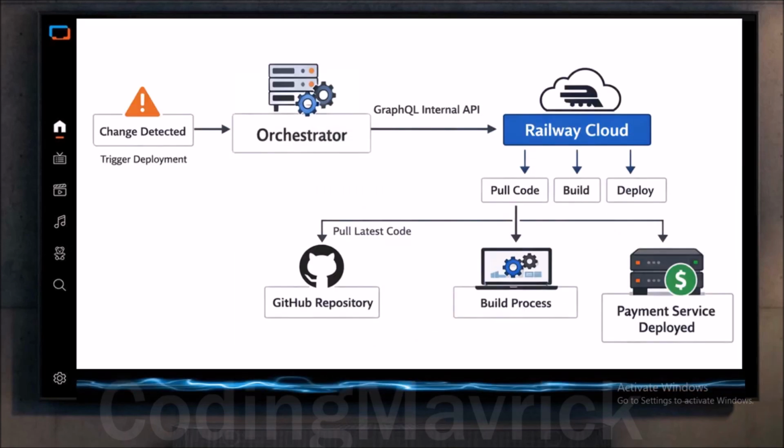Viewers, once a valid change is detected, the orchestrator triggers a real production deployment of the payment service using the Railway Cloud GraphQL internal API. This will instruct Railway Cloud to pull the latest code directly from GitHub, build it, and deploy it without using Railway's default GitHub auto-deploy mechanism.